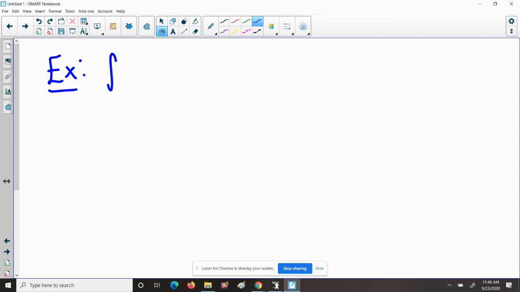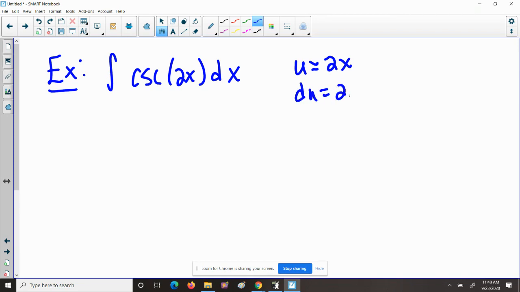Let's say we have the integral of cosecant of 2x dx. The 2x is what makes this different from just a plain cosecant of x. So our u is going to be 2x. So our du would be 2 dx. Let's rewrite in terms of u. Cosecant of 2x is cosecant of u. We have just a plain dx, so we will have 1/2 of the du. I'm going to put the 1/2 out front. 1/2 is just a constant.